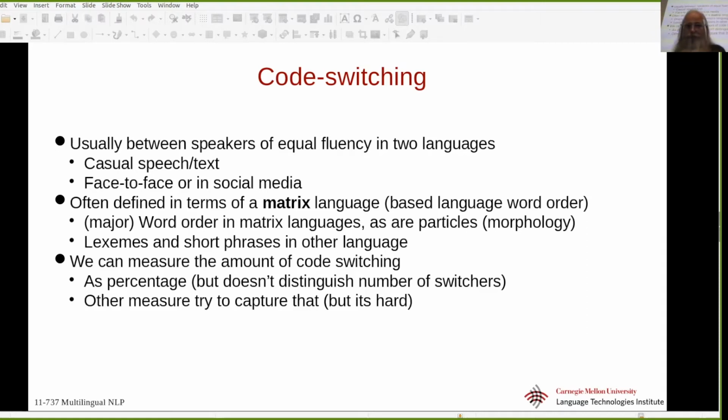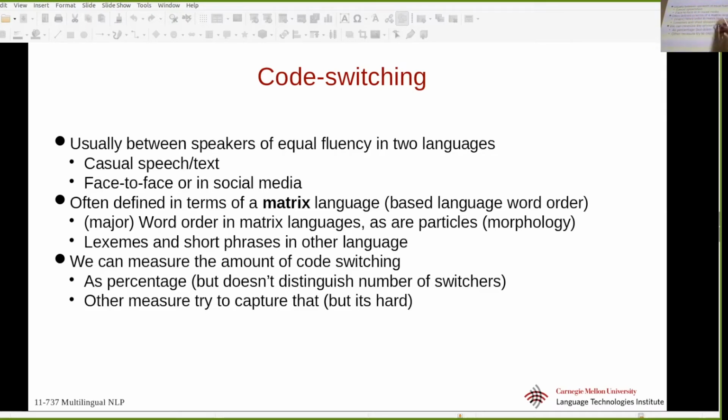Code switching is when people are communicating with good fluency, usually in two languages, and they're mixing them. It usually only happens in casual speech and casual text, which we get on social media. It's usually face to face. It's usually something that is not in official documents. It's usually not something that you see the government supports. It's not something that's taught in education and schools, but it's how people actually communicate.